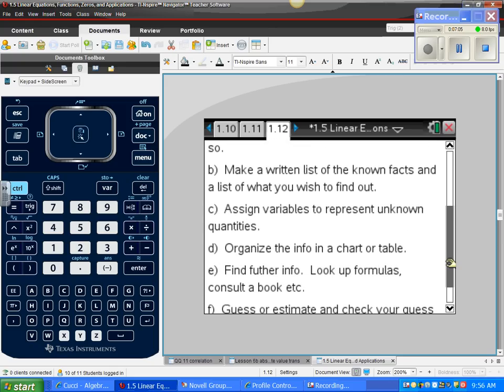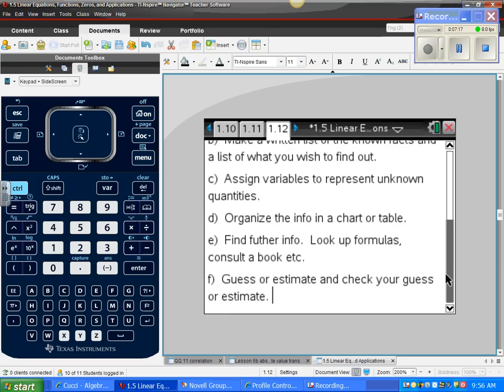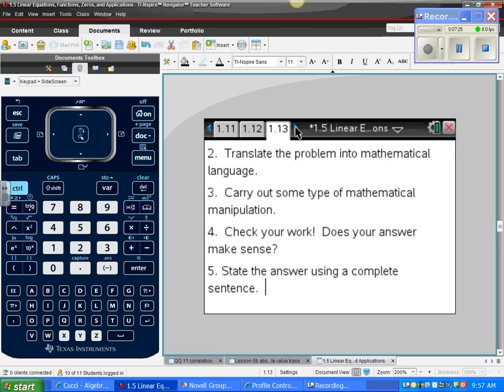Make a written list of the known facts and a list of what you want to find out. You can assign variables to represent your unknown quantities. You can organize your information in a chart or a table. You can find further information by looking up formulas or consulting a book. You can guess or estimate and check your guess or estimate. Translate the problem into mathematical language. Carry out some type of mathematical manipulation.